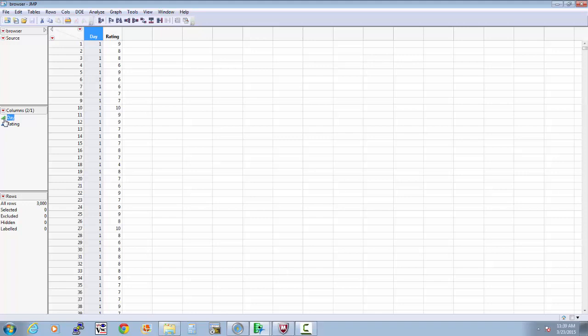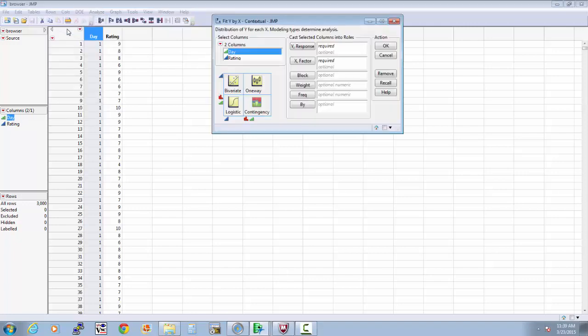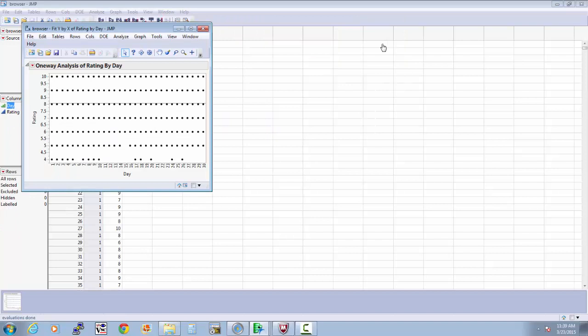day is in this data set identified as an ordinal variable, and that's going to be important for one of the plots that I'm going to do. It's not important for quality control in general, but I'll do a plot before I do the quality control charts. So let's just have a look at the data very quickly, which is an Analyze, Fit Y by X. Day is the X variable and rating is the Y variable. And if we have a quick look at that, that's what the data looks like.